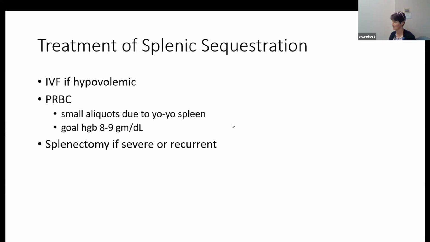And again, if they have a severe episode, like a hemoglobin of 1 or 2, that spleen needs to come out, because there's a 50% chance it's going to happen again. Or if they have recurrent moderate episodes, I recommend that the spleen be removed.